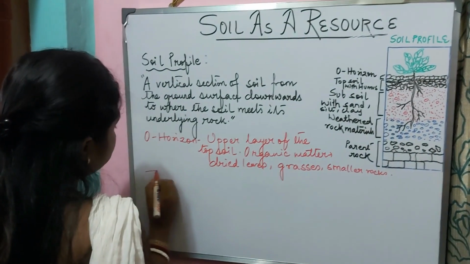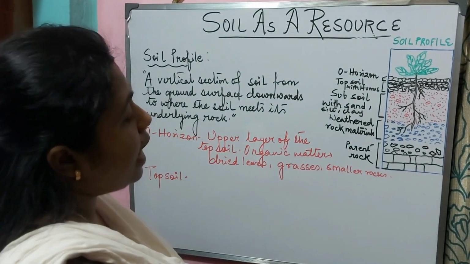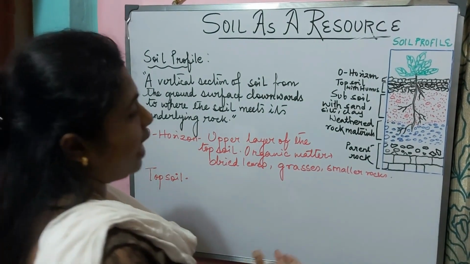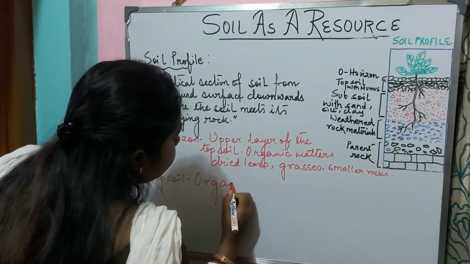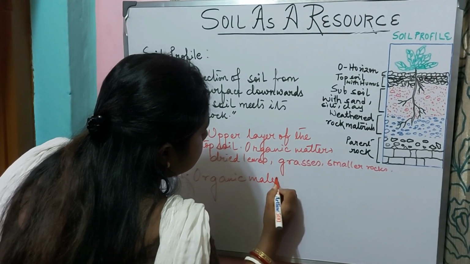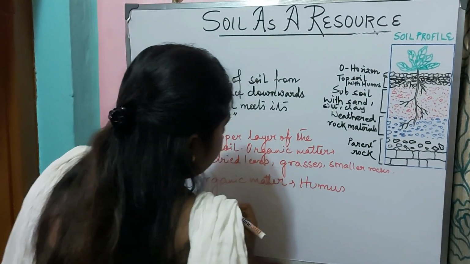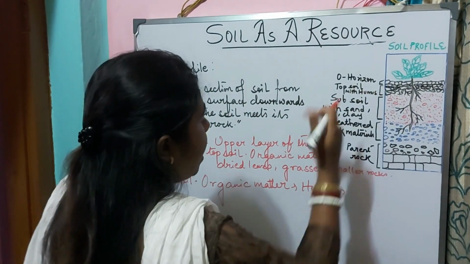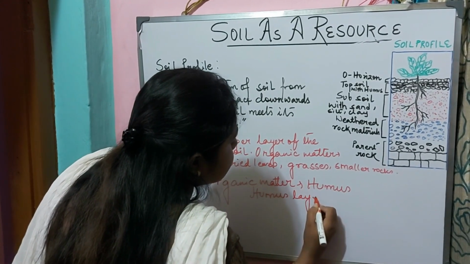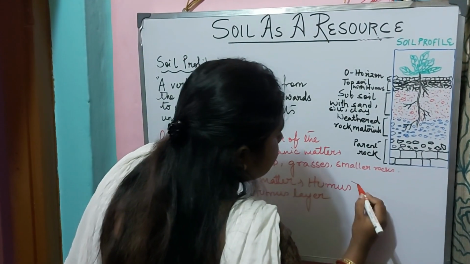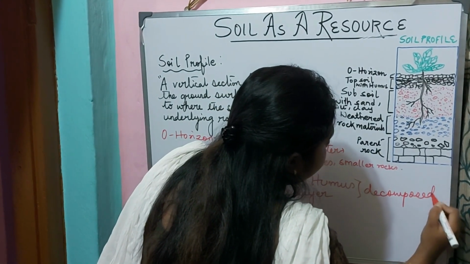Next one is my topsoil. Topsoil is the layer which is very rich in organic matter, that is, rich in humus. We can also call this layer the humus layer. So we can say that it contains both organic matter and decomposed matter.